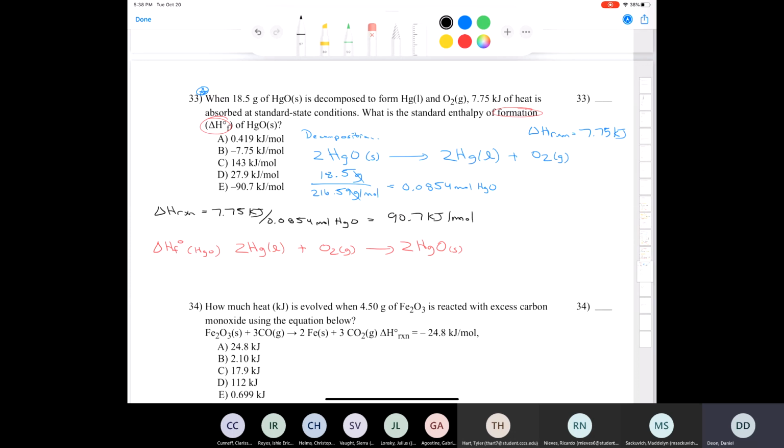And so if I reverse that, when I do my delta H of formation, all I have to do is flip the sign. And that tells me that my delta H of formation is going to be negative 90.7 kilojoules per mole. And what do you know? The answer is here. It's E.